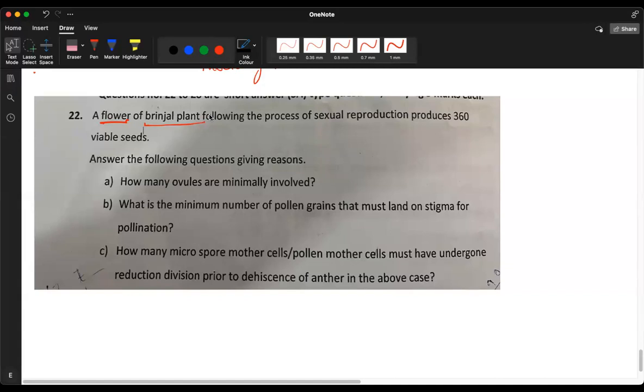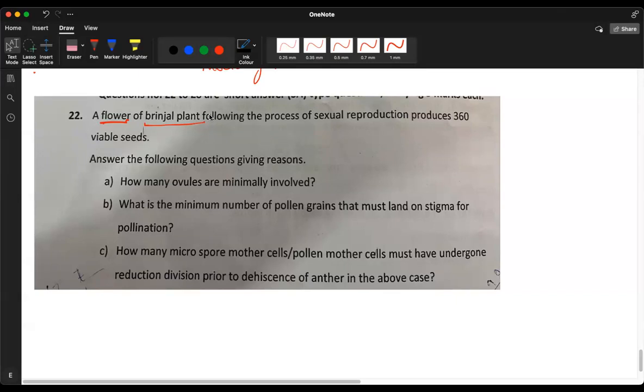So brinjal, this kind, and if you don't know this, you will find it interesting. Brinjal belongs to the berry family. So it's a berry. The fruit is a berry. The eggplant is a berry. Okay.